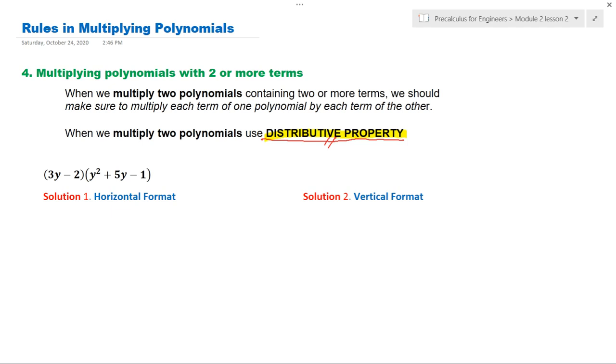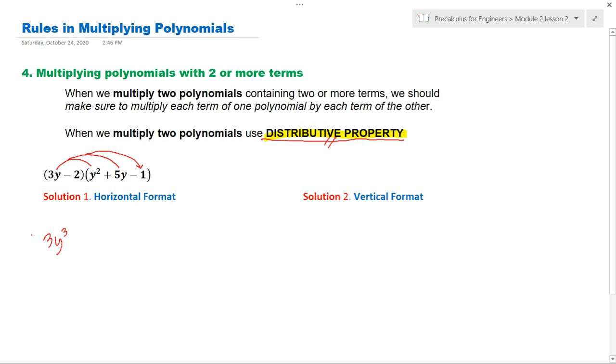Ito yung horizontal format. So, for horizontal format, you just distribute first yung 3y. Distribute mo siya on the second polynomial. So, i-distribute mo for each term talaga. So, you have here 3y times y squared. The result is 3y cubed. Diba? Y man dito, may y squared. Law of exponent, i-add mo yung exponent nila. So, 2 plus 1, 3y cubed.